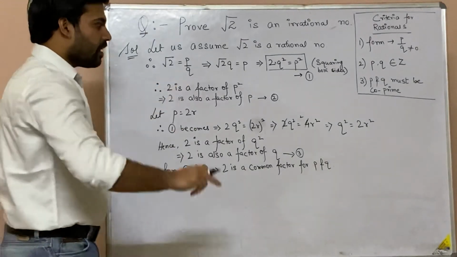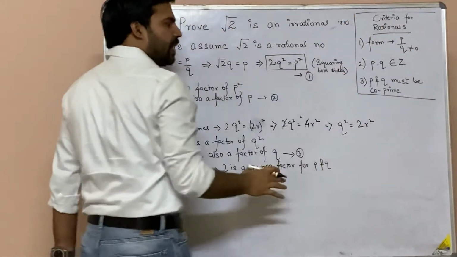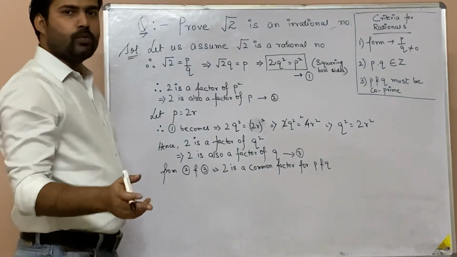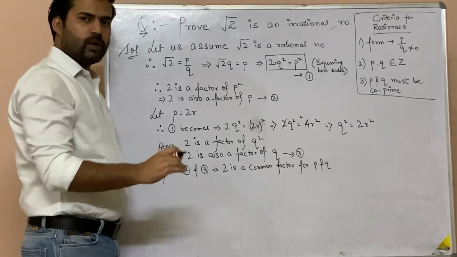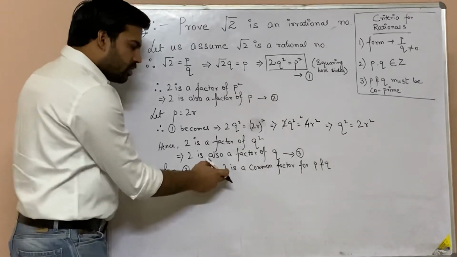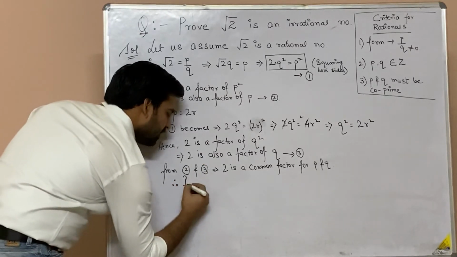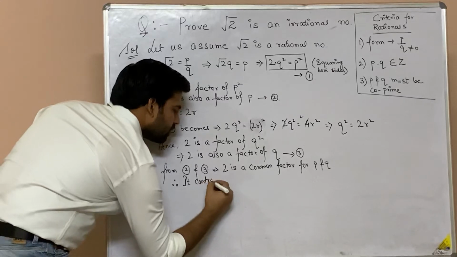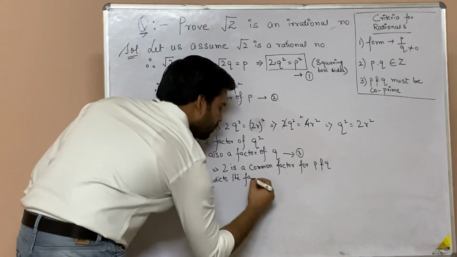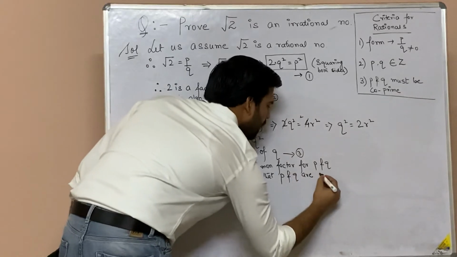This is clear. Now you come to this statement that p and q must be co-prime. Had they been forming a rational number, then p and q must be co-prime. That is, they cannot have more than one common factor, and that common factor is 1. Apart from 1, they cannot have any other number as their common factor. So this 2 is a common factor for both of them. So you will write down, therefore it contradicts the fact that p and q are co-prime.